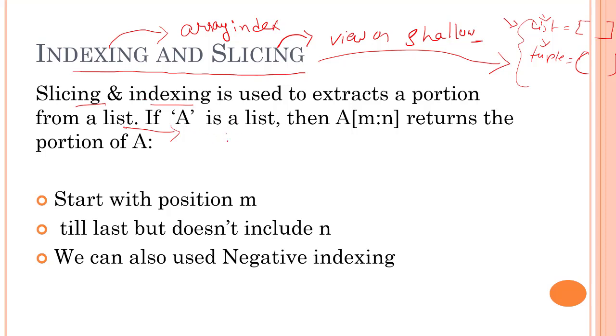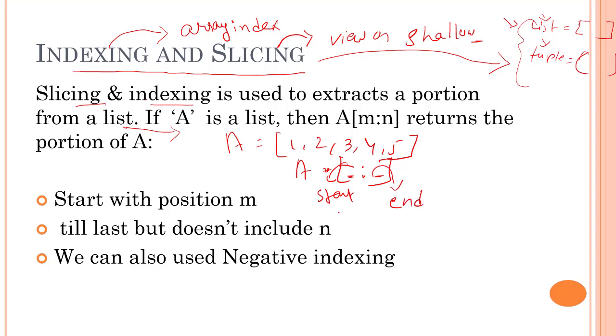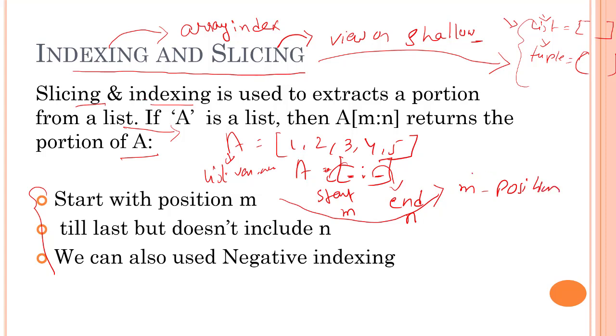If a is a list, suppose we create a list 1 2 3 4 5, then a[m:n], whatever values are there at the starting and ending. This will be the start position, and this will be the end position. We give the values m and n, and it returns the portion of a, where a is the list variable name. It follows three principles. It always starts with the position m, the start one.